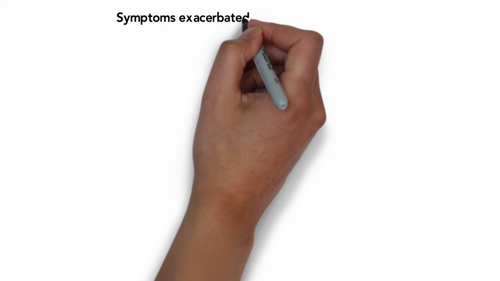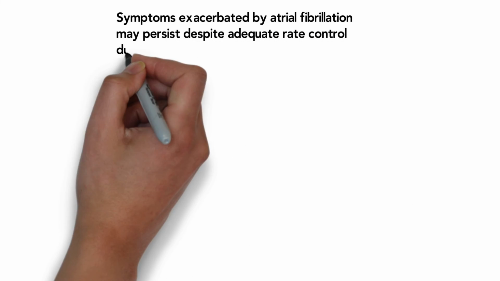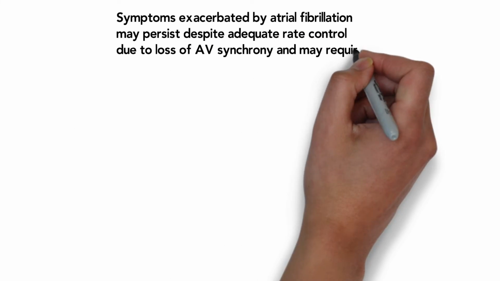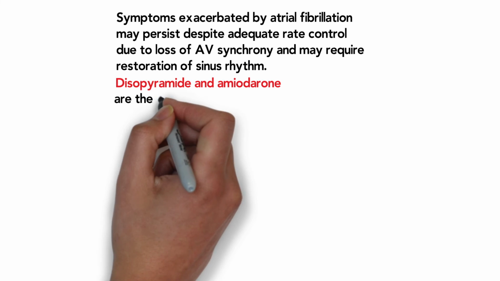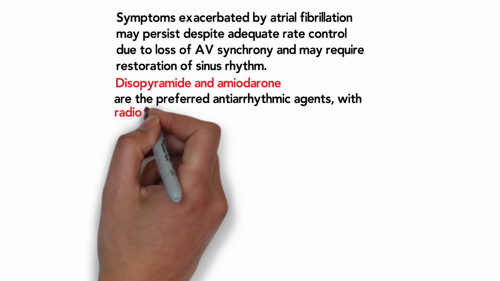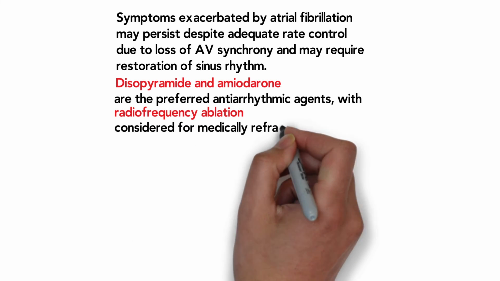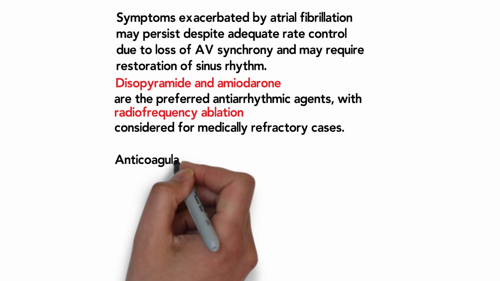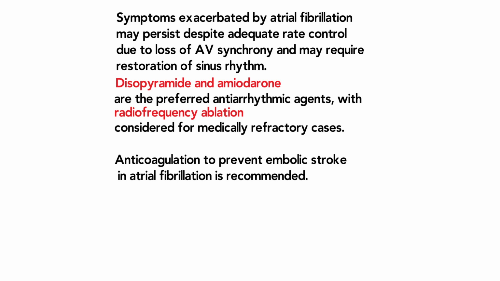Symptoms exacerbated by atrial fibrillation may persist despite adequate rate control due to loss of AV synchrony and may require restoration of sinus rhythm. Disopyramide and amiodarone are the preferred antiarrhythmic agents, with radiofrequency ablation considered for medically refractory cases. Anticoagulation to prevent embolic stroke in atrial fibrillation is recommended.